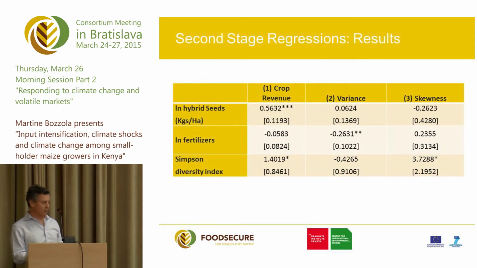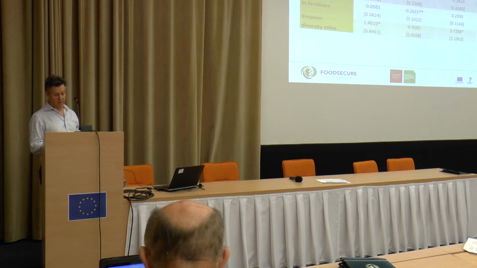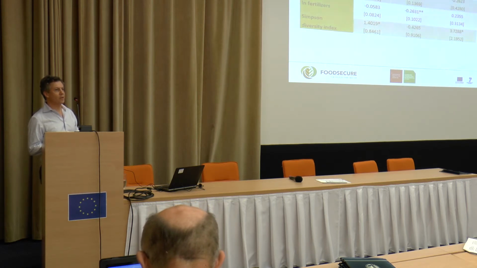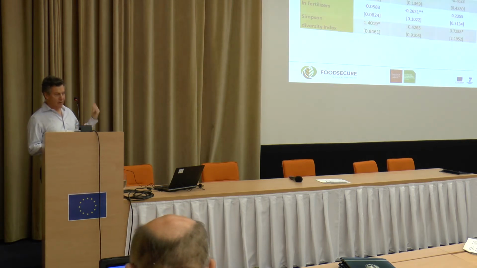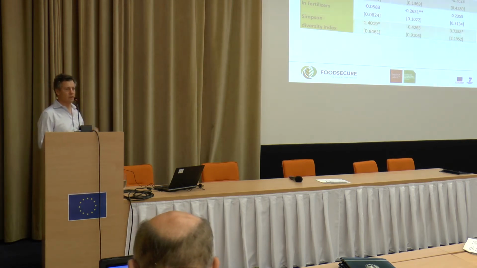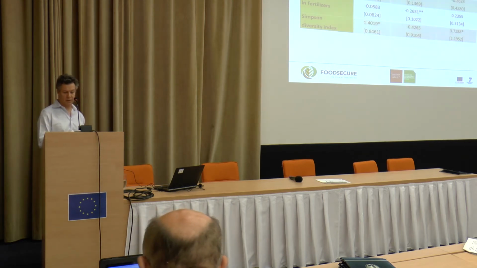So if we move on now to the second stage regressions, if you recall what I was explaining, we're now taking the fitted values for these intensification and diversification variables, and we're using those as explanatory variables in net farm income, so crop revenue, its variance, that's the second column, as well as its skewness, which is the third column. And this is a very long table, of course, but we're just focusing on the main results.